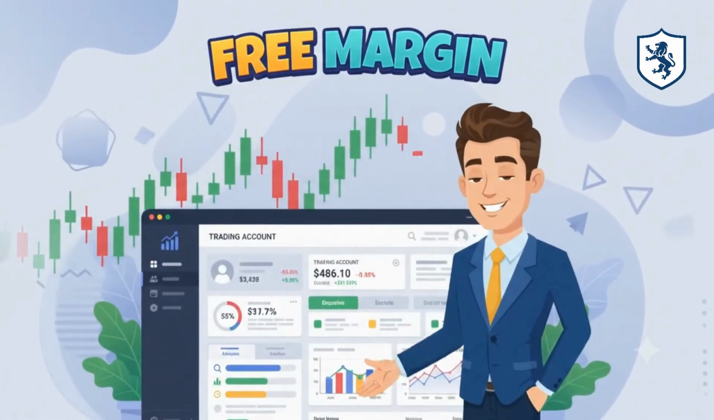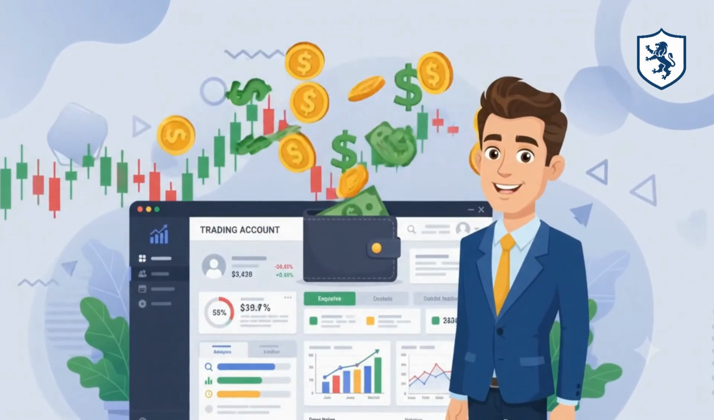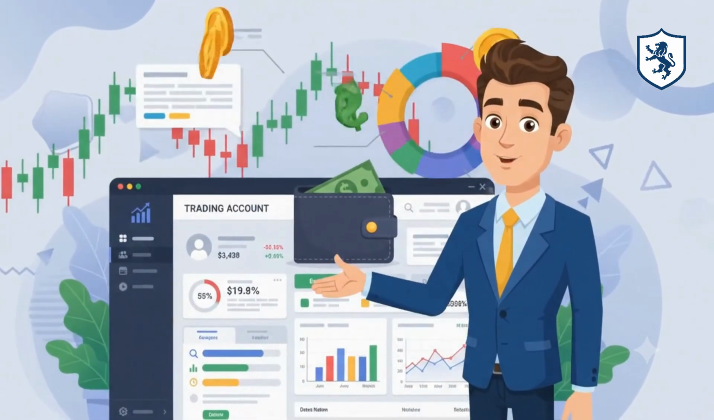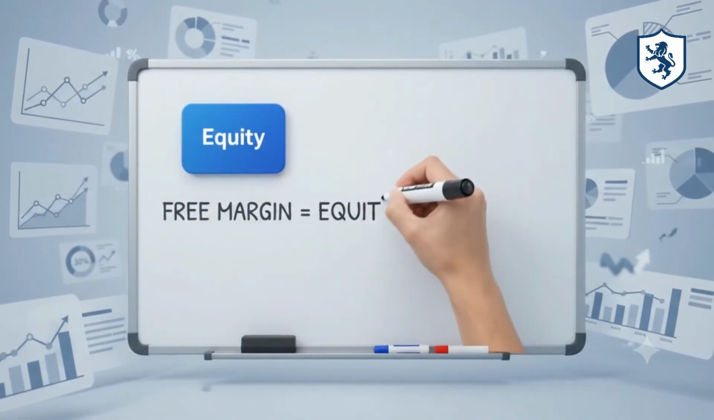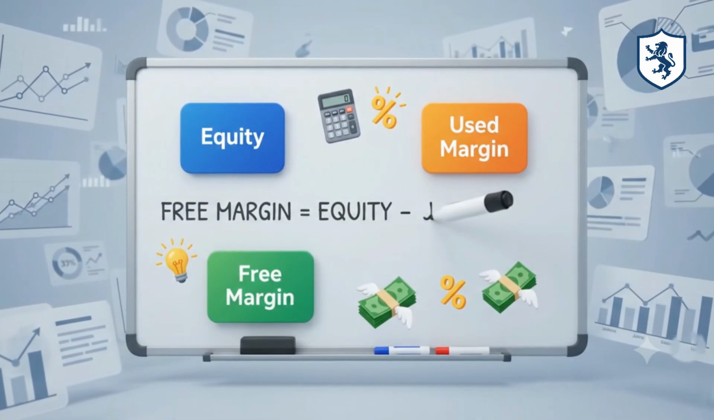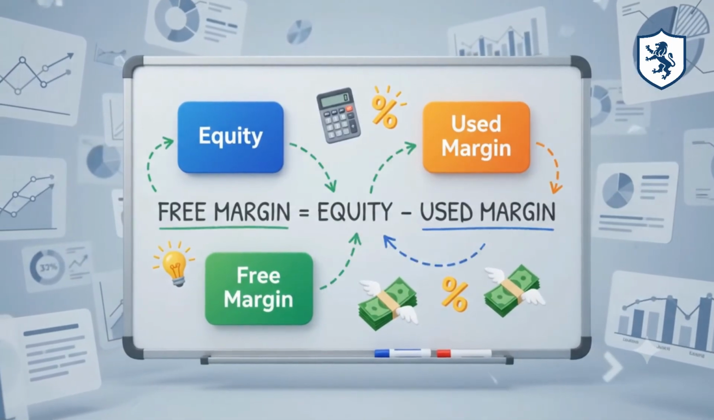Free margin, in its simplest definition, is the money in your trading account that is available for opening new trades. Free margin is calculated using a simple formula. Free margin equals equity minus used margin.